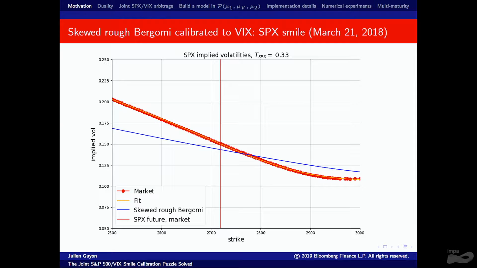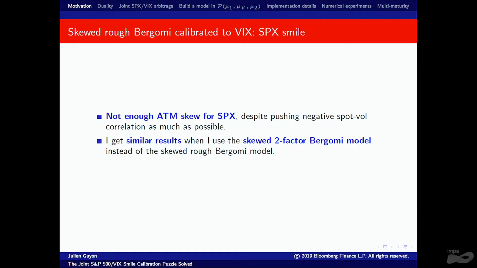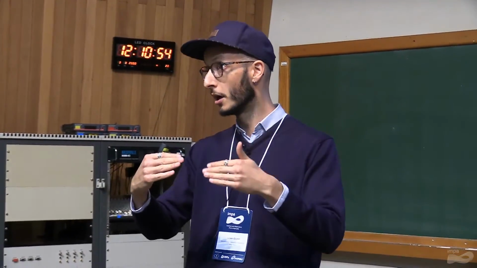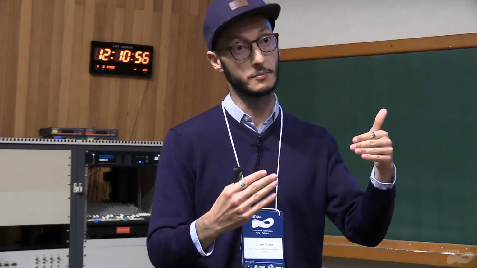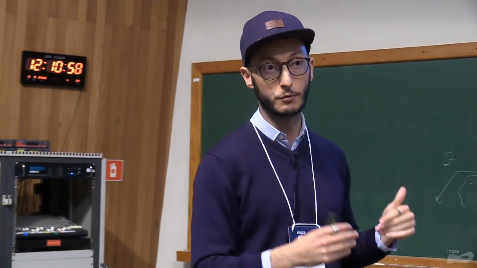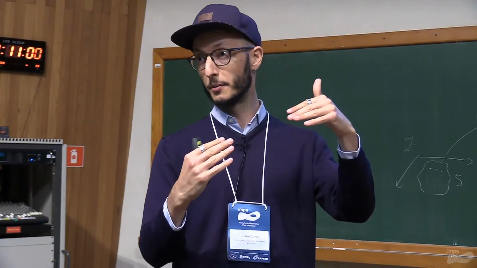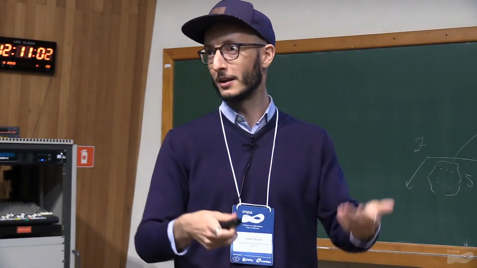So that was the first approach. I should mention that I get exactly similar results for plenty of models, including the non-rough ones, so just the classical 2-factor Bergomi model, but skewed so that you can reproduce this positive SMILE. Okay, so that was an approach where I first tried to calibrate to VIX options, and then I just used the extra parameter, which is the spot-vol correlation, to try to calibrate to the S&P options. But I could do the opposite. I could first calibrate to the S&P options, and then try to calibrate to VIX options.